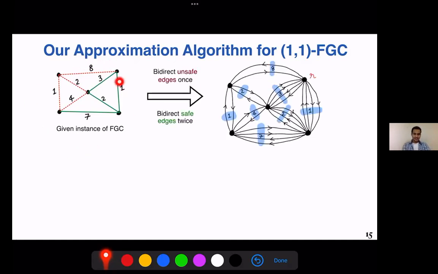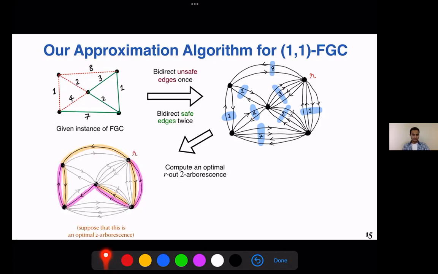So given an instance, we'll construct an auxiliary digraph. How do we do this? We are going to bidirect each unsafe edge once. We take this edge, we introduce two arcs, one going from this vertex to this vertex and the other going in the opposite direction. And for safe edges, we'll bidirect this safe edge twice, as you can see here. And the cost of all these arcs will be the same as the edge that gave rise to it.